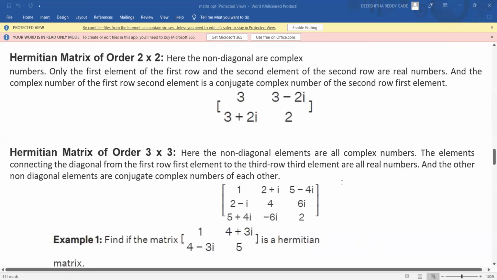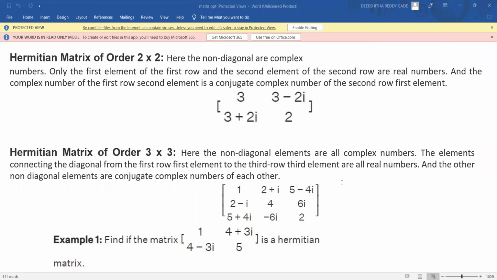Hermitian matrix of order 3 cross 3, that is 3 by 3. Here the non-diagonal elements are complex numbers. The elements along the diagonal from the first row, first element to the third row, third element are all real numbers. The other non-diagonal elements are conjugate complex numbers of each other: 1, 2 plus i, 5 minus 4i, 2 minus i, 4, 6i, 5 plus 4i, minus 6i, and 2.